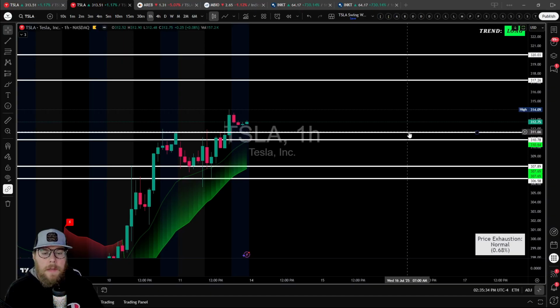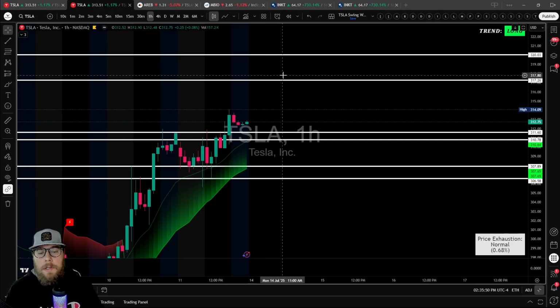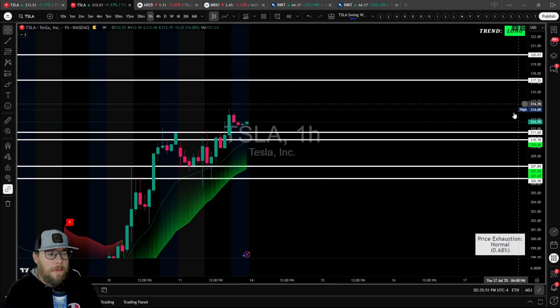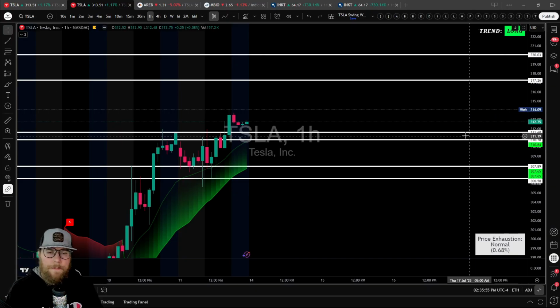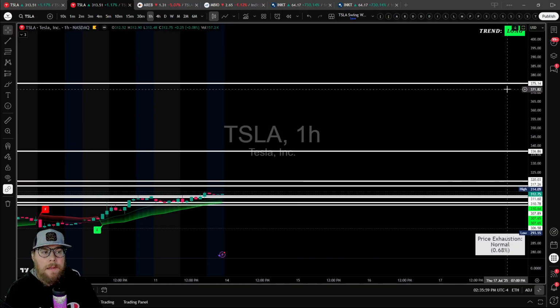310 to 312 is another area of value. If we start to break down those levels, then I'm going to possibly look for quick scalps on the short side, right? Puts on that type of setup. If we start to retest that level and then bounce off of it, then we can possibly look for calls to these higher resistance levels, which are going to be around 317 and 320. So these are areas of value that I'm watching. And of course, above that, 336 and 375.